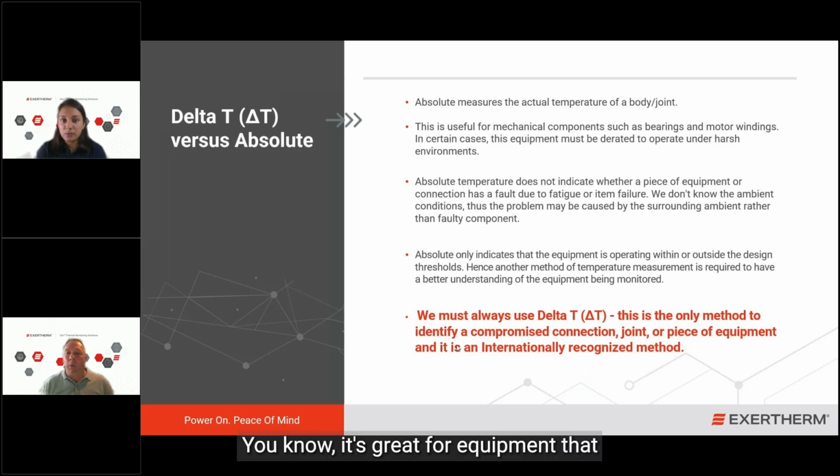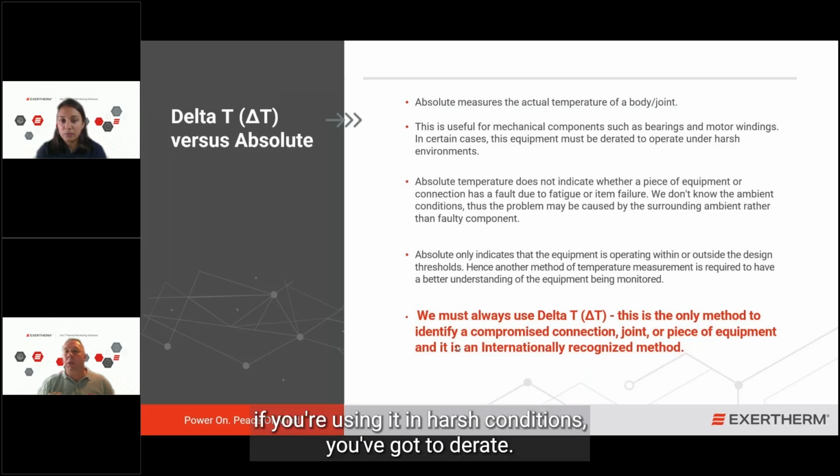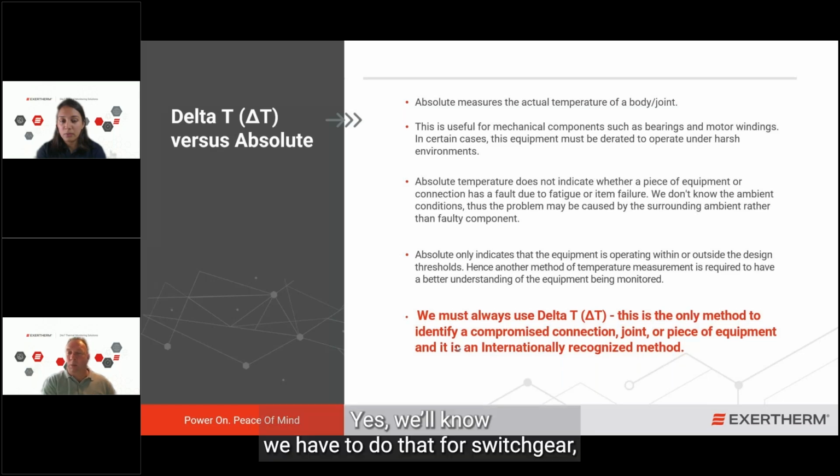It's great for equipment that, if you're using it in harsh conditions, you've got to derate. Yes, we all know we have to do that for switchgear, but absolute allows you to derate. It's great for those mechanical.